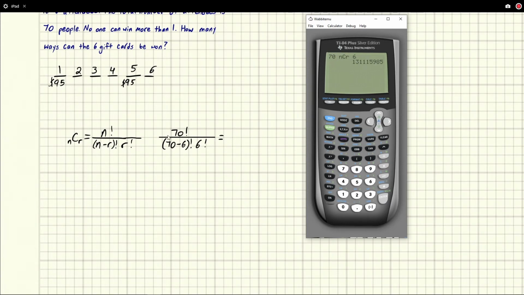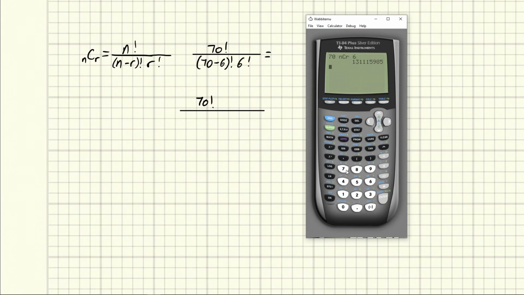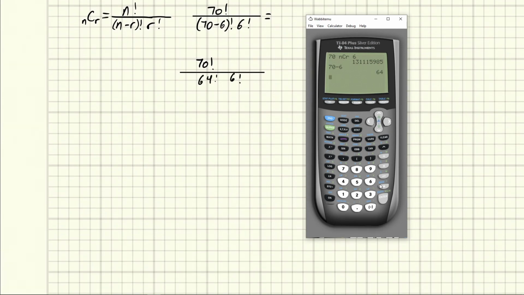But if you try to type it in, it has a problem with 70 factorial. So what we have to do is simplify it. So 70 factorial over, and then 70 minus 6, what is that? 64. Well, what the heck, we'll put it in. So we're going to get 64 factorial over 6 factorial. And what we can do is bring 70 down to 64, because factorial means times the number less than it, times the number less than it, right?